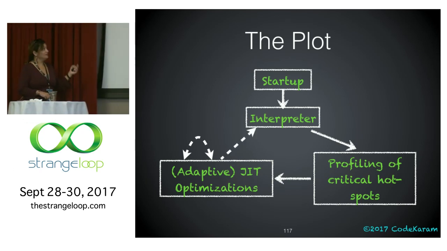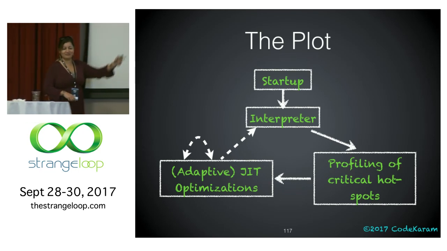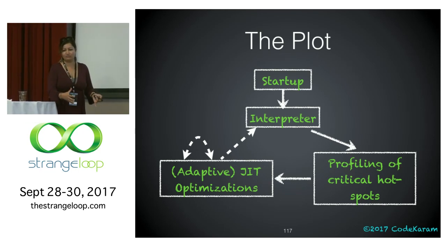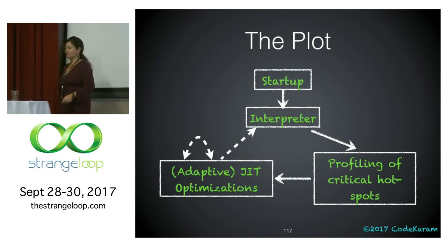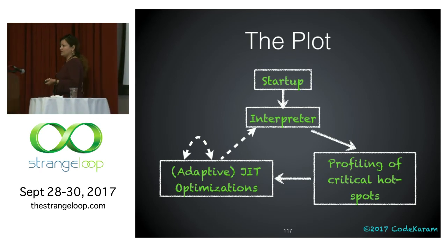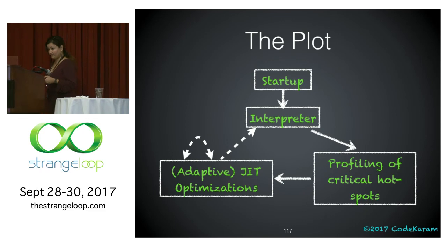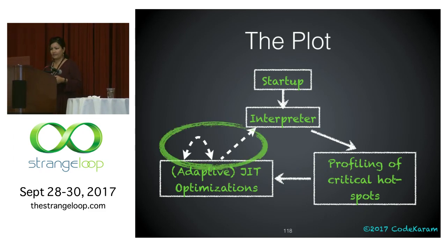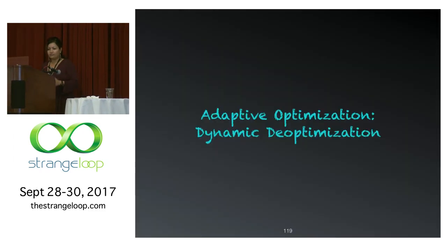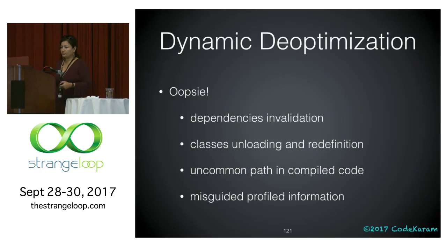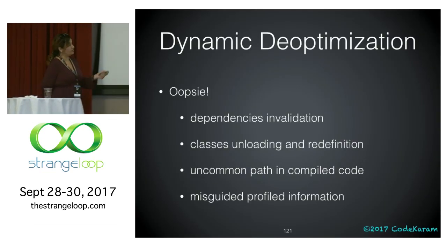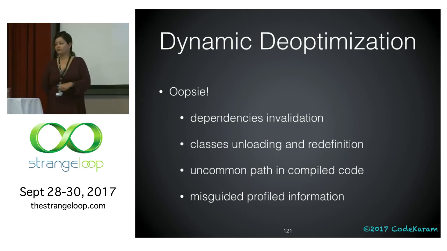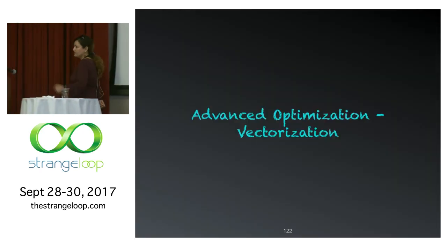Eventually, I could just give up and go back to the interpreter because I don't think it needs to be optimized, or the method is not hot anymore, right? So you want to go back to the interpreter. That's adaptive optimization that comes for free with the HotSpot JVM. And dynamic deoptimization, why do we need it? We have dependency invalidation, classes getting unloaded, uncommon paths, misguided profile information, of course.